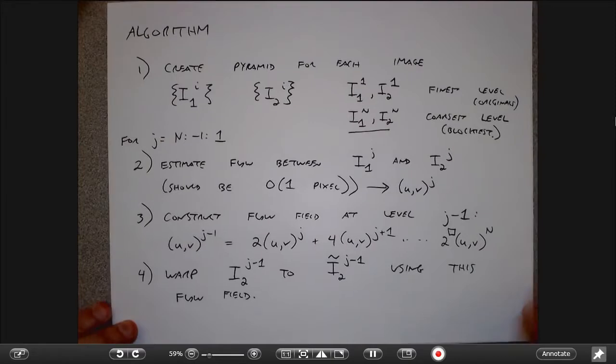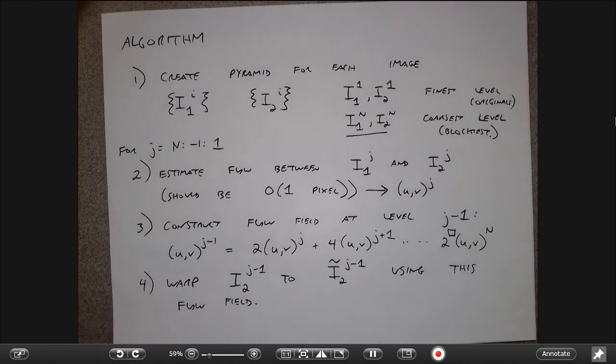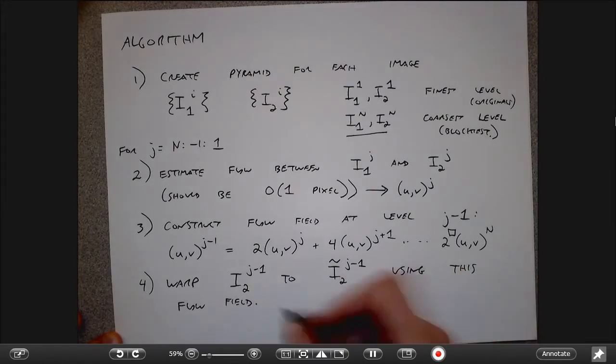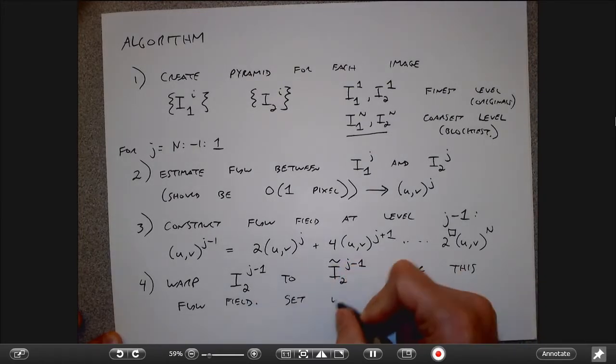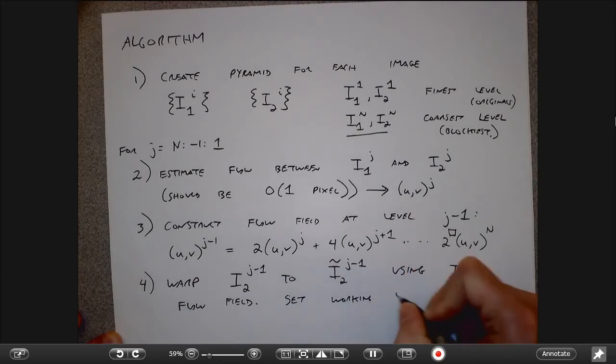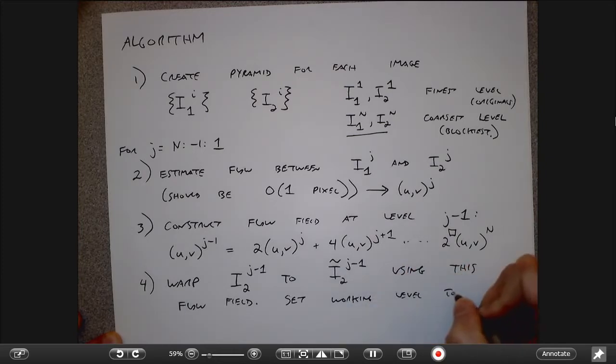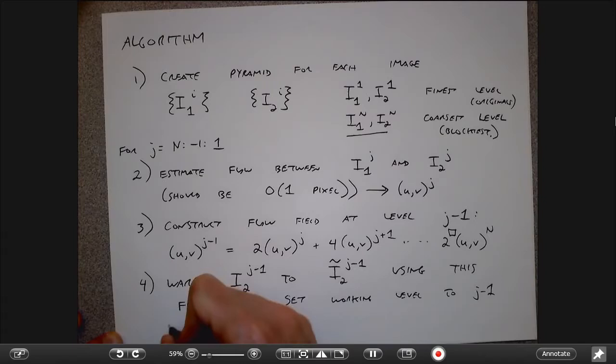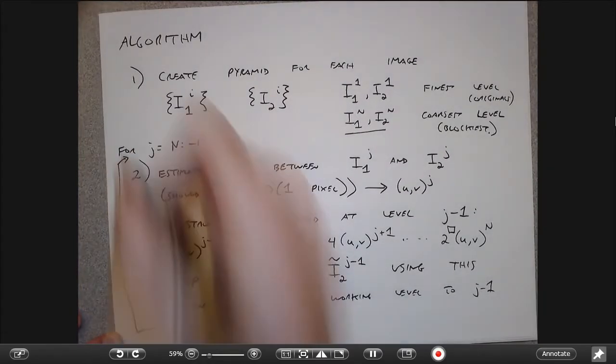Right, so basically this is saying, okay, what I'm going to do is push the image 2 intensities over by the estimated flow vectors so that now I don't expect there to be a big difference between image 1 and image 2, except for maybe another pixel offset at the current level that I'm at. And then I set my working level to J minus 1, and then I would iterate to go back here.